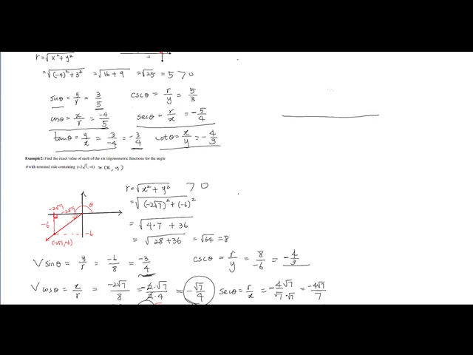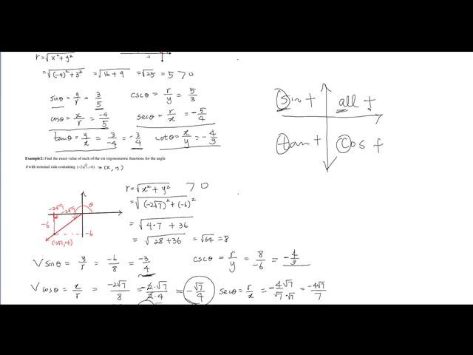So all trig functions are positive in quadrant 1. In quadrant 2, sine is positive, and that implies cosecant is positive. In quadrant 3, tangent is positive, which means cotangent is also positive. The others, the rest of them, will be negative. In quadrant 4, cosine is positive, but sine and tangent are negative. And since cosine is positive, secant will be positive. So how you memorize this is: All Students Take Calculus.